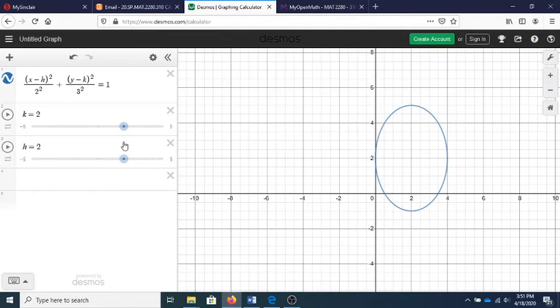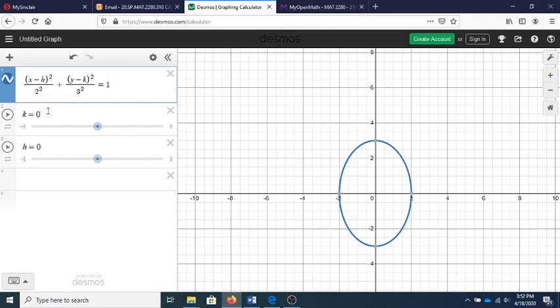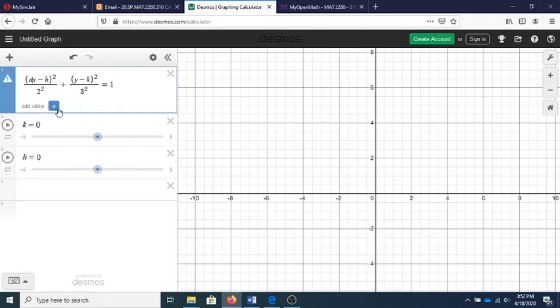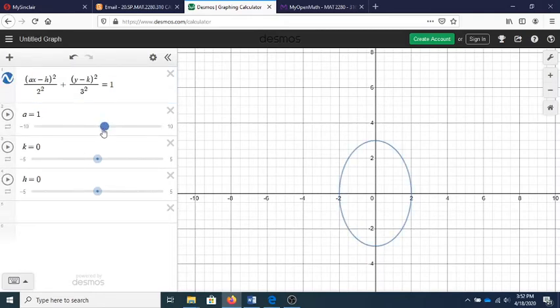It's also pretty easy to, let's take these back to 0, it's also pretty easy to mess with the horizontal and vertical stretch. Like if I put an a here on my x, same deal, let's let a go from negative 5 to 5 in steps of 1.